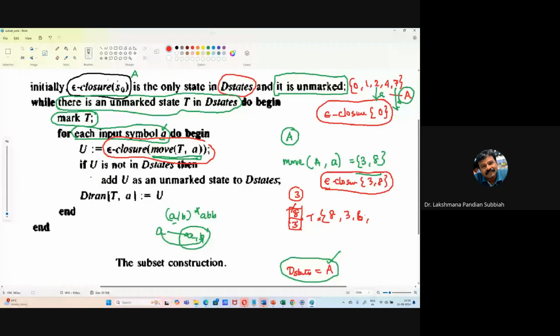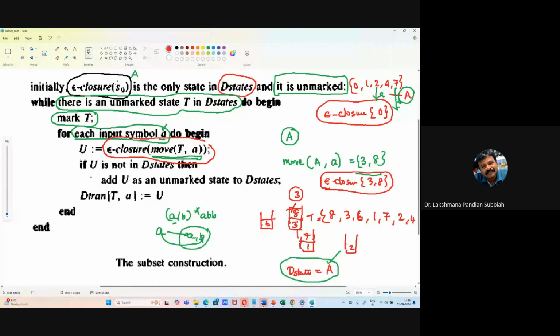And so we have pushed 6 here in the stack. Then we have to pop 6. From the 6 we are having now 1 and 7. So you have to push into the stack 1 and 7. Then we have to pop 7. From 7 there is no epsilon edge. Then from 1 we are having epsilon edges to 2 and 4. So you have to push 2 and 4.